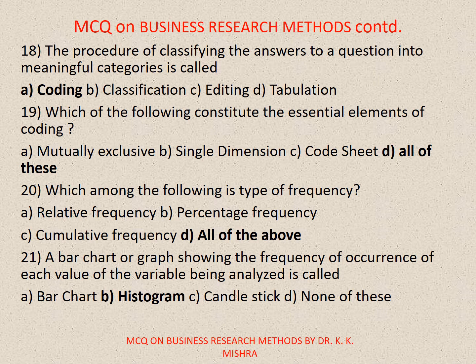Question number 20. Which among the following is a type of frequency? Options are A. Relative frequency, B. Percentage frequency, C. Cumulative frequency, D. All of the above. Correct option is D. All of the above.